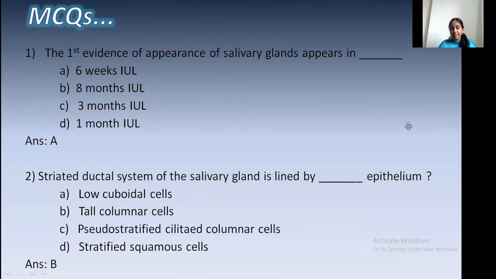Second MCQ. Striated ductal system of the salivary gland is lined by dash epithelium. Options: low cuboidal, tall columnar, pseudostratified ciliated columnar epithelium, and stratified squamous epithelium. Answer is striated ductal system of the salivary gland is lined by tall columnar epithelium. We saw 3 types of ducts: intercalated, striated, and interlobular. Intercalated is lined by low cuboidal cells, striated tall columnar cells, and interlobular or excretory duct is lined by pseudostratified ciliated columnar epithelium. That's it for this class.